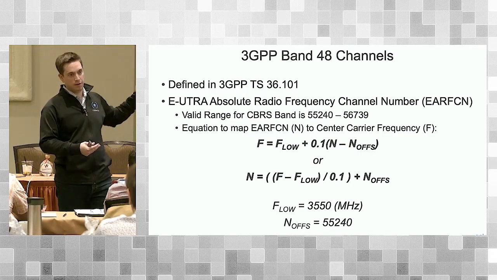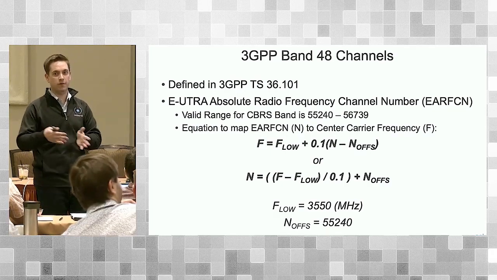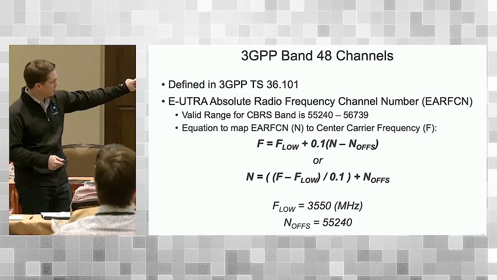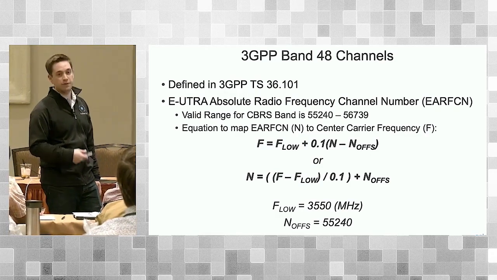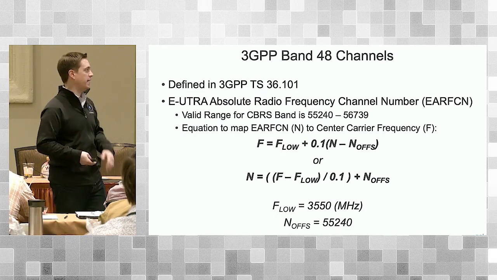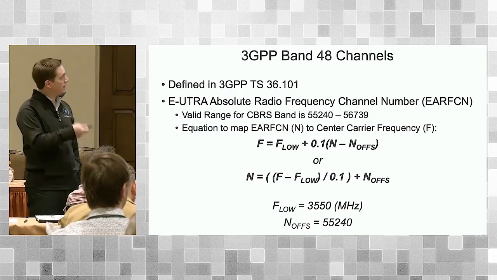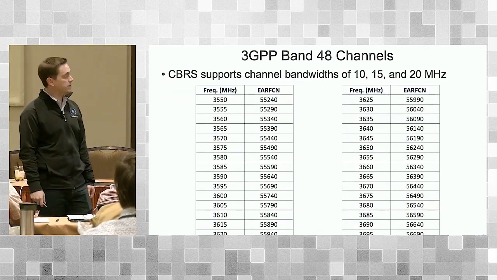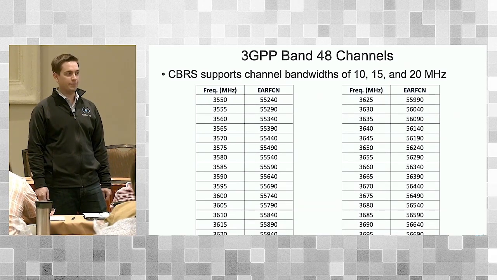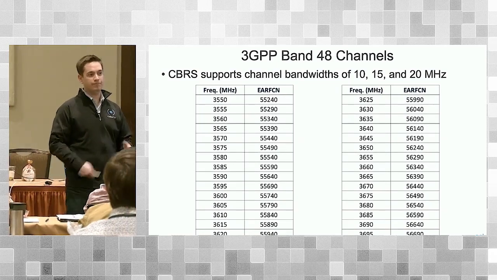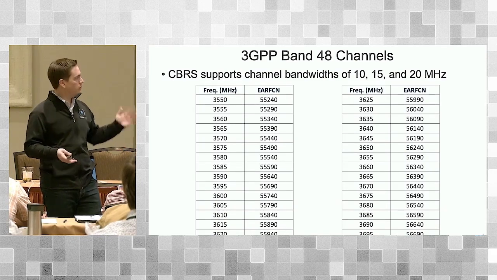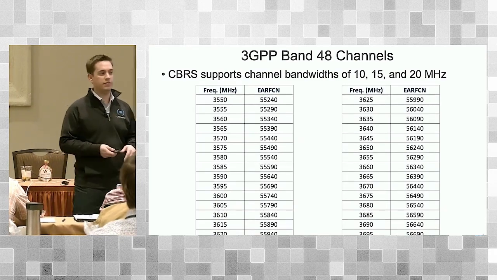It falls into a portion of this table where they do the mapping from frequency to channel number. And that's the formula for you, where the variables are: the low frequency is 3550 megahertz, and the offset, or the starting numbering for this band, is 55240. So here's your frequency to channel number mapping. If you're like me and you will not memorize this, you're going to have to print it out. You've probably memorized Wi-Fi channels just using them enough. Once you use this enough, maybe you'll memorize it. Until then, keep the table handy.